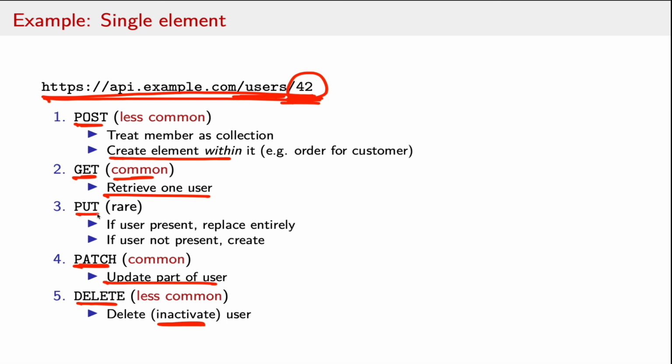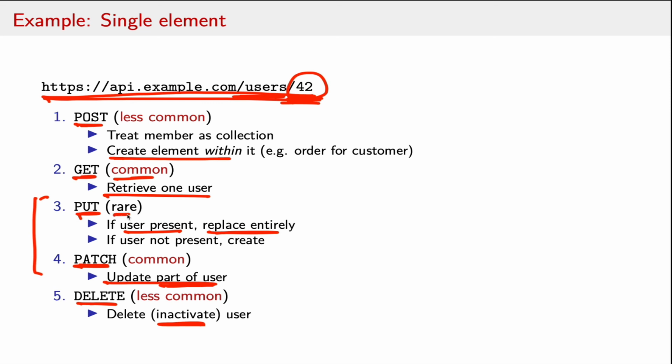And then finally, a PUT. You remember that PUT and PATCH both have to do with updating or making a change to an existing resource. The PATCH updates part of the user's information. A PUT is supposed to entirely replace a resource. So if the user was there, we're going to basically replace the existing user with a completely new set of information about a user.